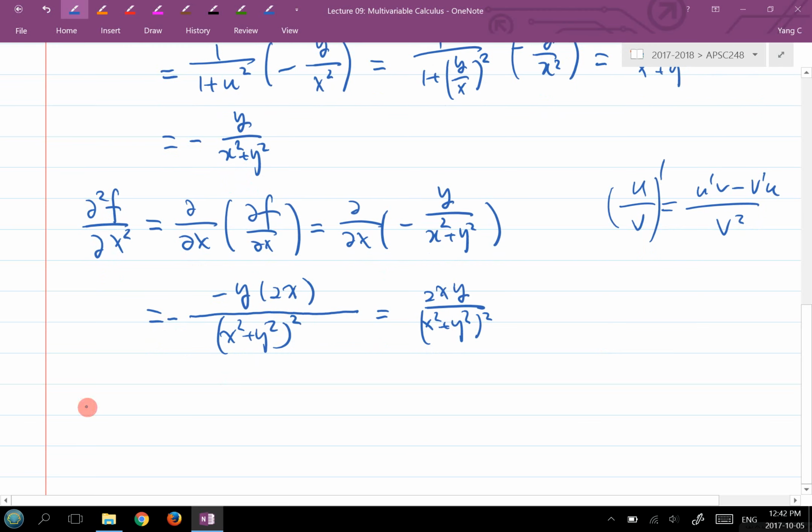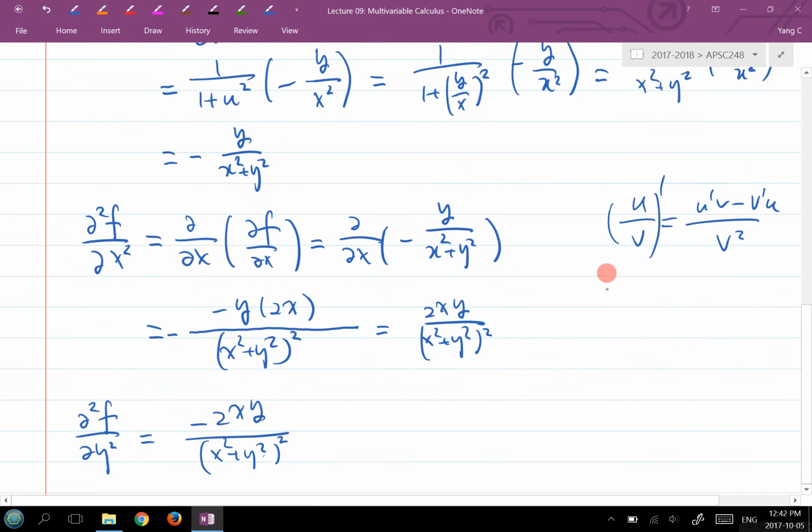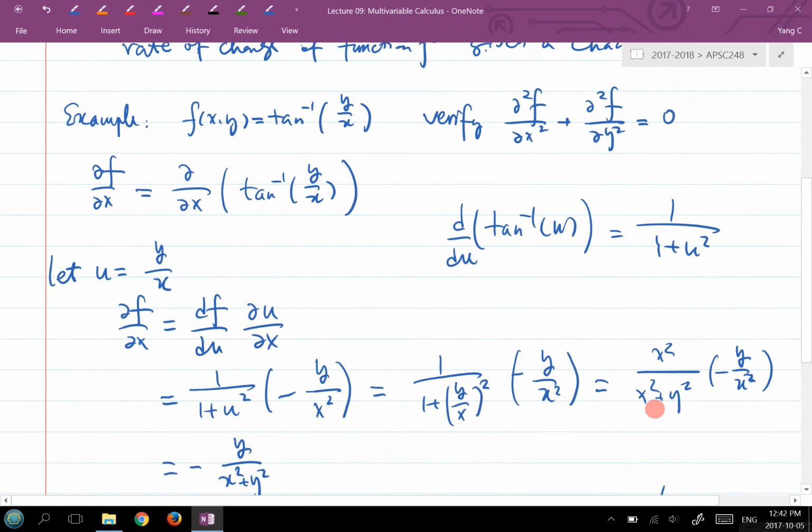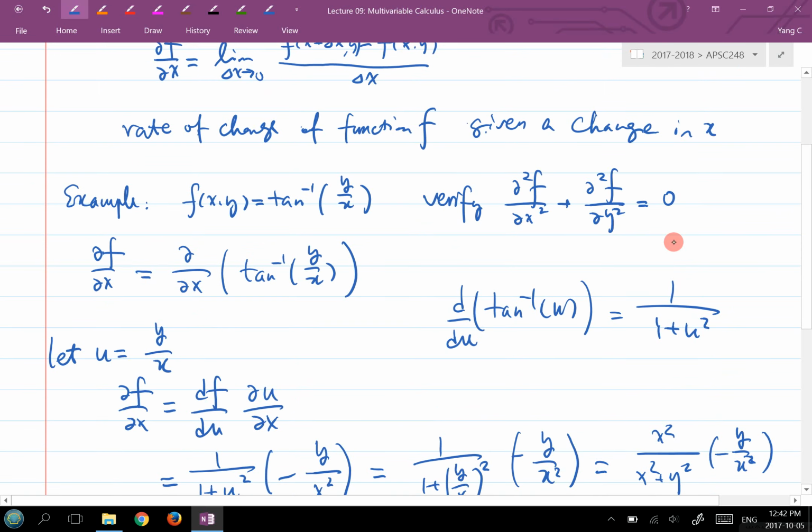And then you can try the similar approach for the partial derivative with respect to y, and you end up with negative 2xy over x squared plus y squared, squared. So similarly, you'll get this one here. So apparently, these two terms adding to each other give us 0. So that equation here is verified. So this is valid.